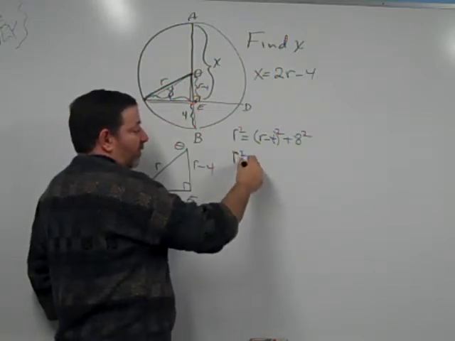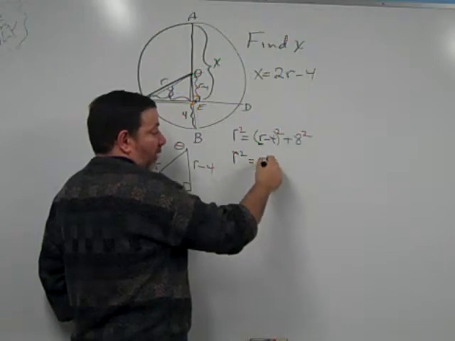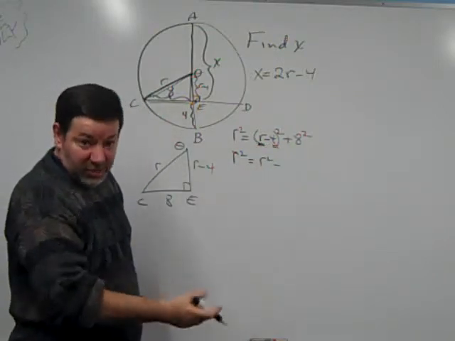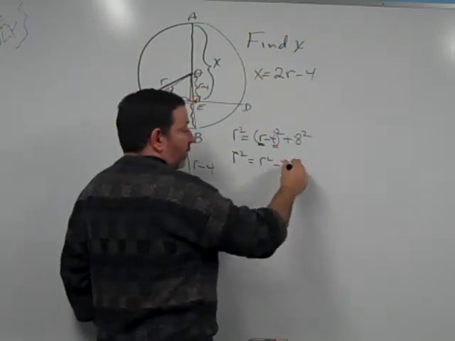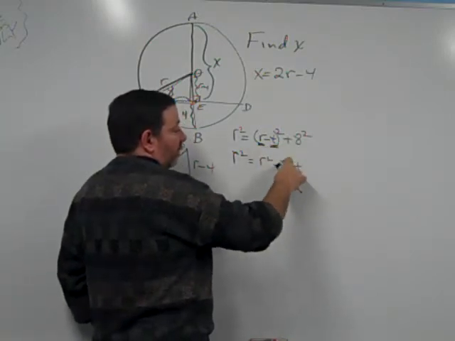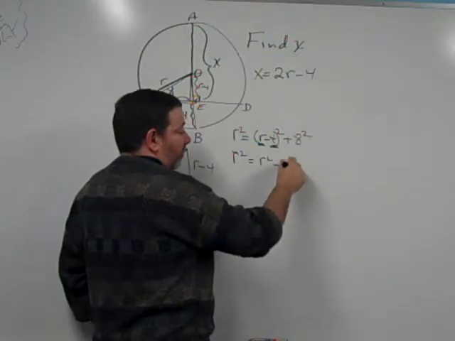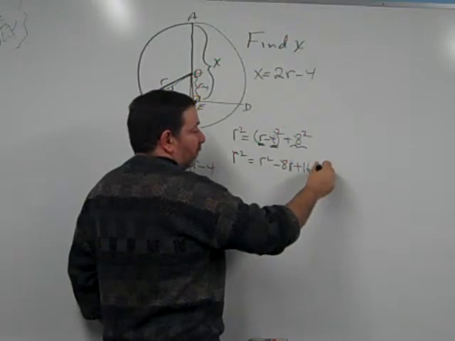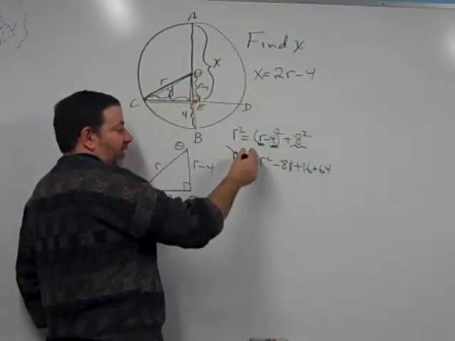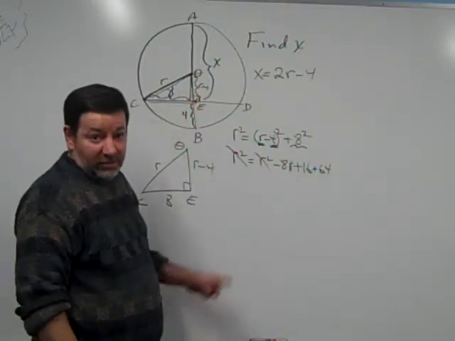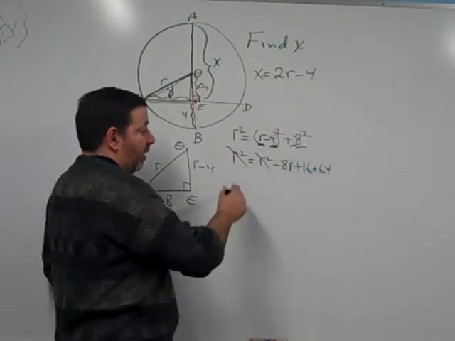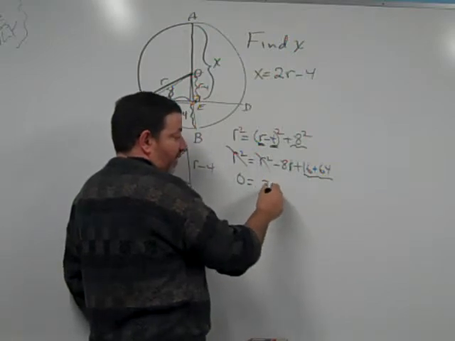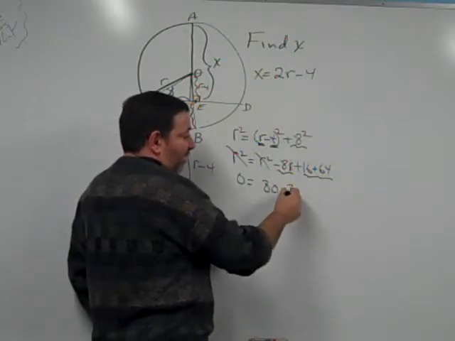R squared is R squared minus R times 4, which is 4R. You double it, get 8R. Plus 4 squared is 16. Plus 64. First thing I would do is take away R squared from both sides. So the left side is now 0. So 0 is, well, that adds up to positive 80 minus 8R.